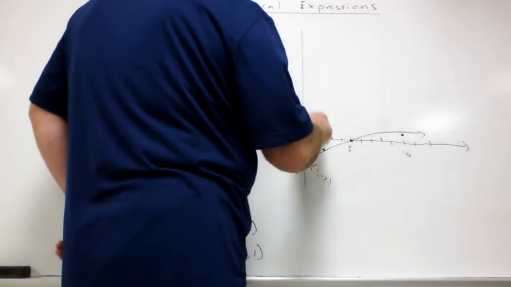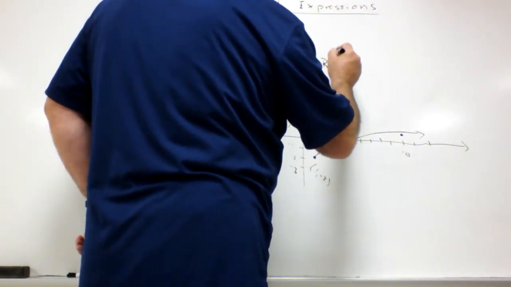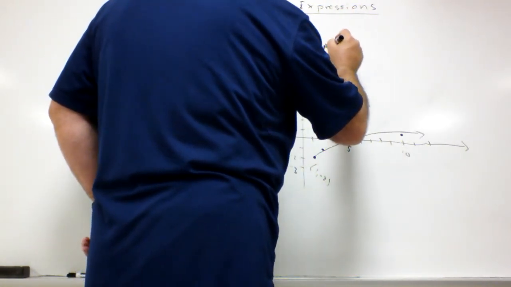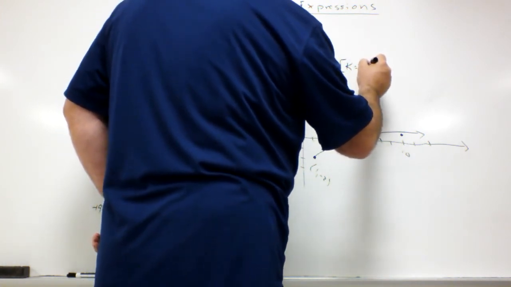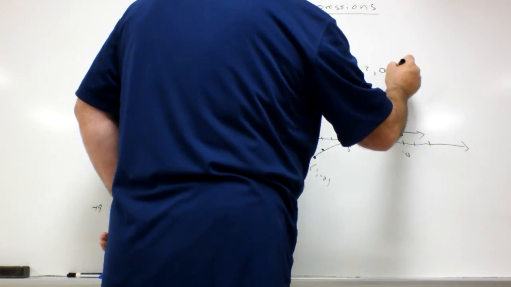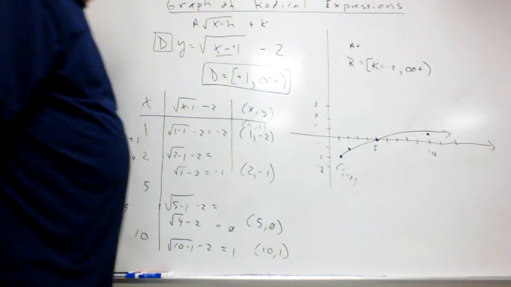So what we want to do is we want to say our range, because a is positive, is going to start at k, and k is equal to -2, and it's going to move on to positive infinity like that.